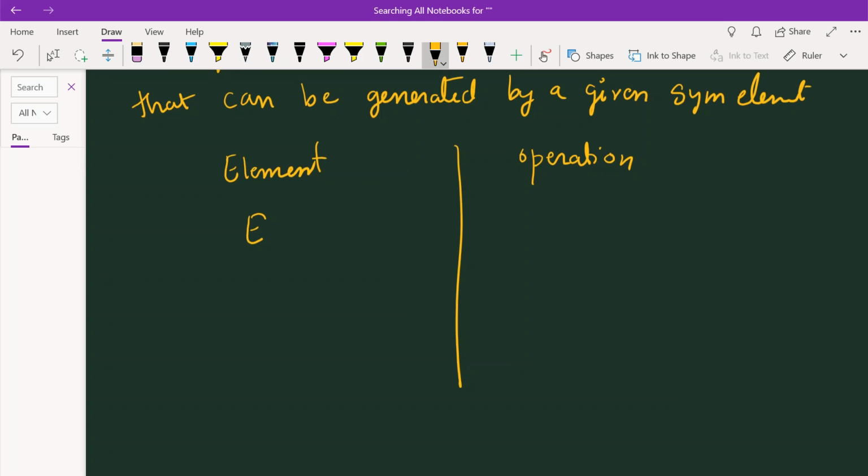If you apply E to a molecule, you won't be having any operation, but you will get an identity molecule. Okay, if you apply the element E, you get the original molecule. So for this the operation is just E, only one operation, that is E.